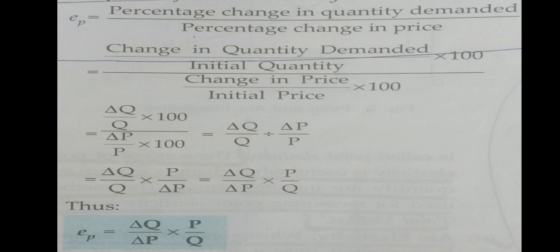Further, at last you can see that price elasticity of demand equals change in quantity demanded upon change in price multiplied by original price upon the original quantity. So you can use this shortcut formula if you are able to use it.